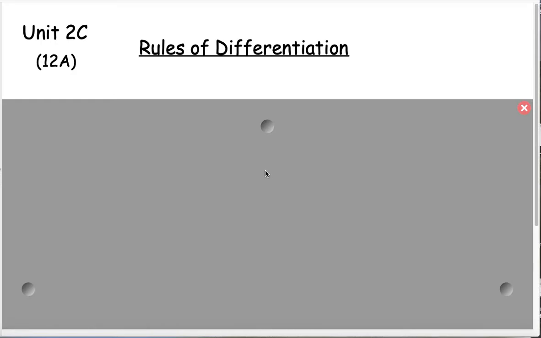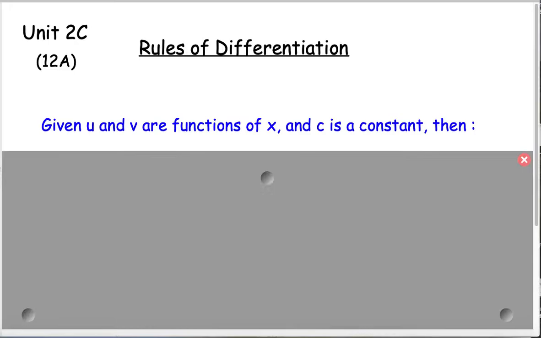In this next unit, we're going to go over the rules of differentiation that we've learned so far, and then we're also going to learn some new rules. So, let's say that we have u and v, they're both functions of x. You're probably used to saying f of x or g of x. So instead of f and g, we'll just call them u and v. So we have u of x and v of x. And then c is any constant.